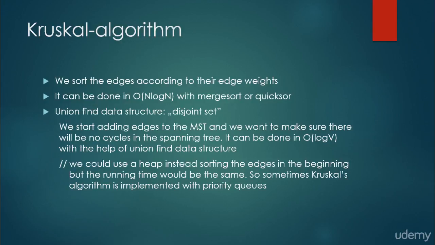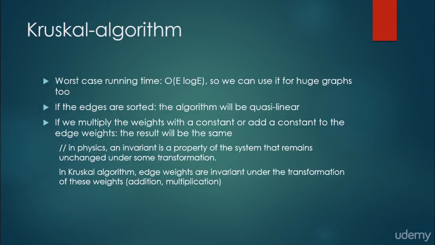We could use a heap instead. It's very important in order to sort the edges in the beginning, but the running time would be the same. So sometimes the classical algorithm is implemented with priority queues. Okay. The worst case running time is O(E log E), so we can use it for huge graphs too. If the edges are sorted, the algorithm will be quasi-linear. It's very important. Sometimes this is the case, and in these situations, the classical algorithm is the best.